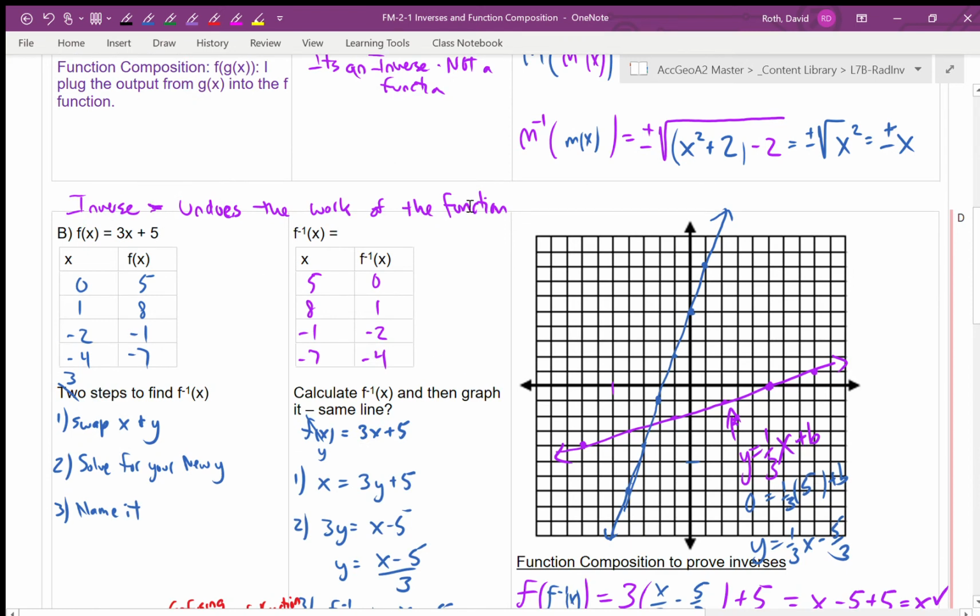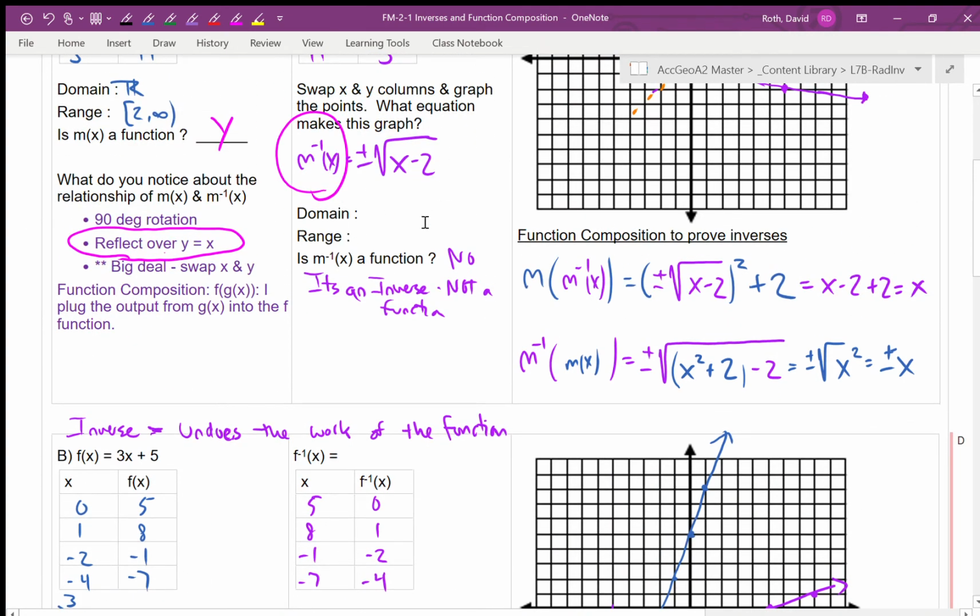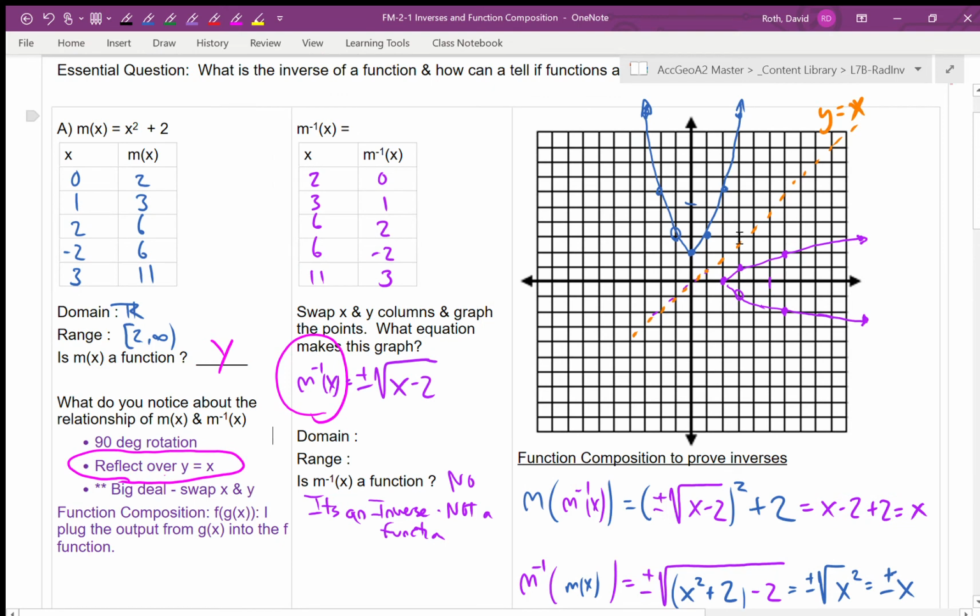And here's the note from last year where the inverse undoes the work of the original function. Now, how do I get this equation right here? In B, it looks like it introduced a step-by-step process. How do I get this equation if I haven't really gone through this graphing process and I don't have an easy way to do that?